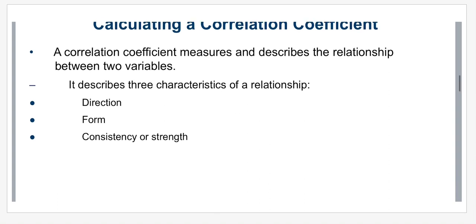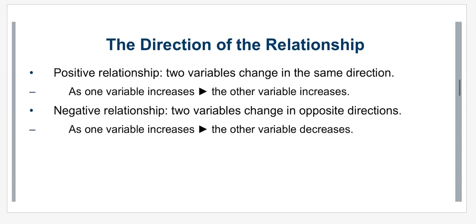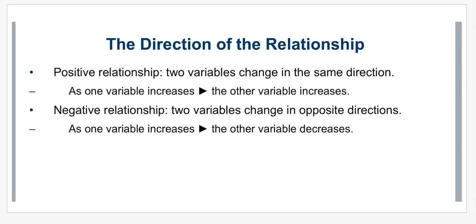So first, let's talk about direction. For direction, it can be positive or negative. We've talked about this a little bit already, but a positive relationship means the two variables are moving in the same direction. As one variable increases, so does the other, or as one decreases, so does the other. They move together in the same direction. A negative relationship means they move in opposite directions. They still are moving together, they're moving at the same time, they're just moving in opposite directions of each other. So as one increases, the other decreases.